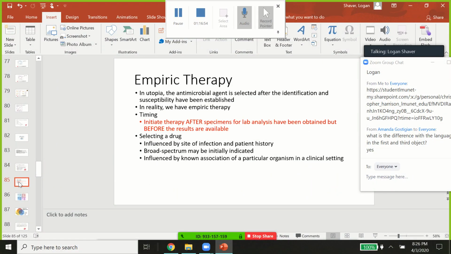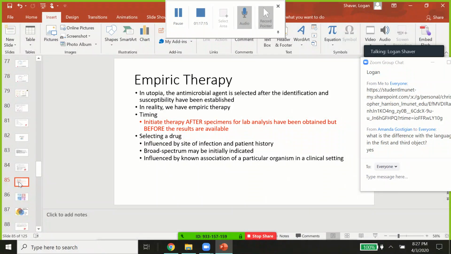Empiric therapy, so it just goes a little bit more into detail. What empiric therapy actually is, is the therapy that you initiate after specimens for lab analysis have been obtained, but before the results are available. So that's what empiric therapy is.